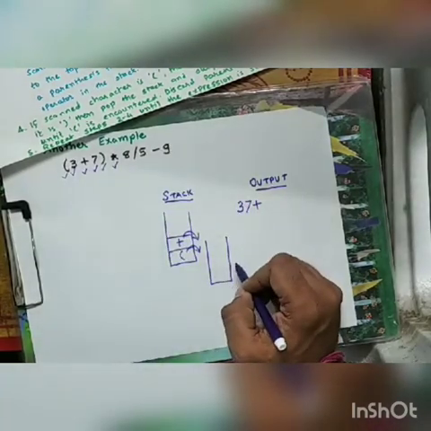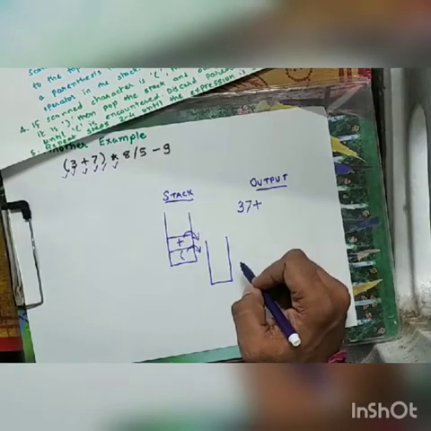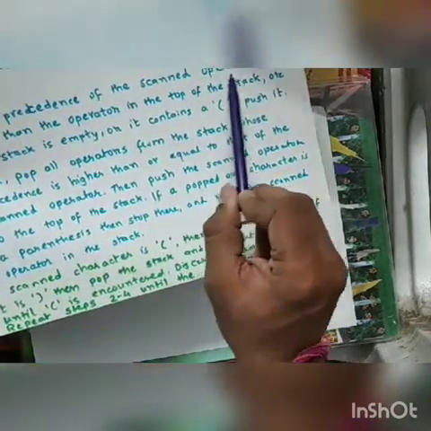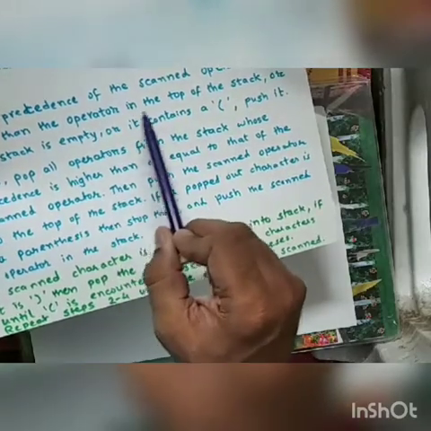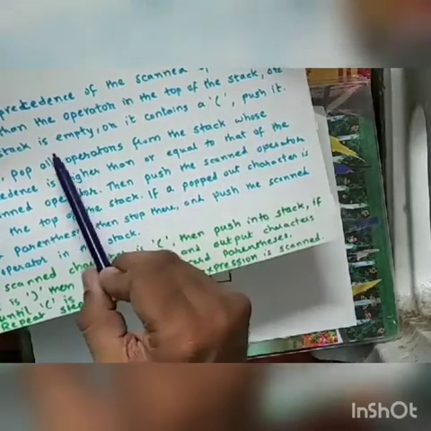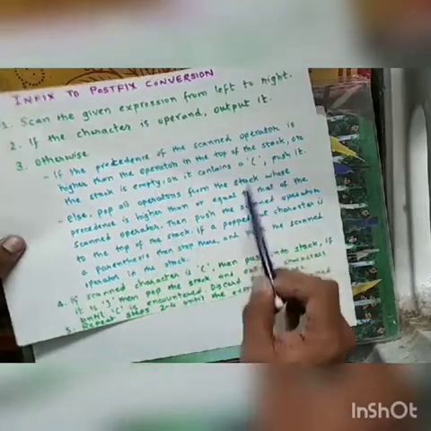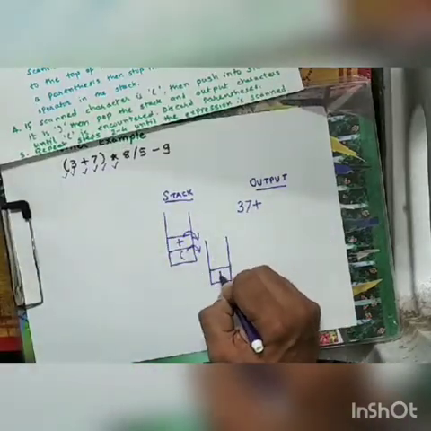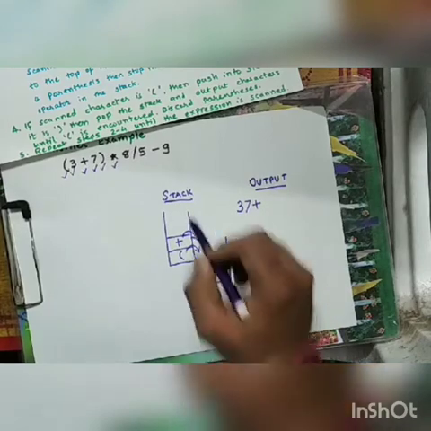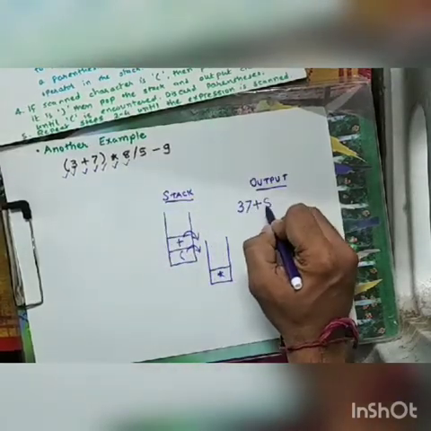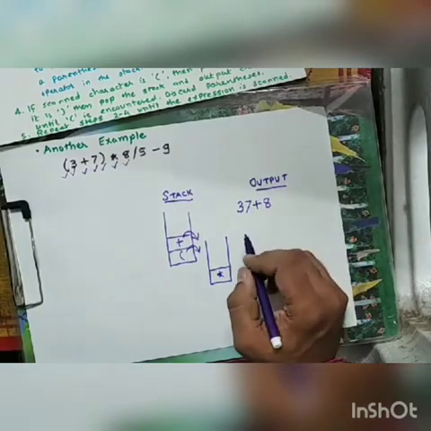Next is star. Star is once again an operator, and we have to check about this operator. If the precedence of the scanned operator is higher than the operator on the top of the stack, or the stack is empty. In this case the stack is empty, so we will simply push the multiplication operator into the stack. Next is 8. 8 being an operand, it will be directly coming to the output.